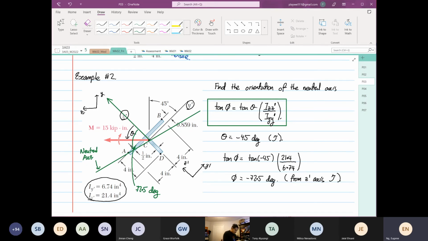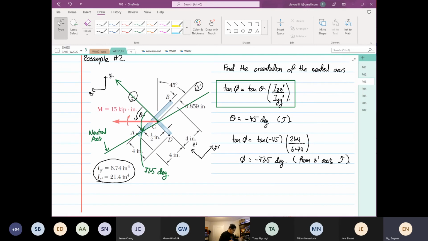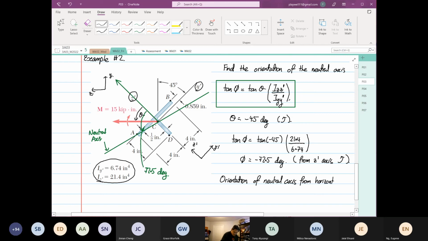Now, what if the question were to ask, let's say I throw another monkey wrench at you? Let's say we have the orientation. I want you to find the orientation of the neutral axis from the horizontal. Okay, from the horizontal now.